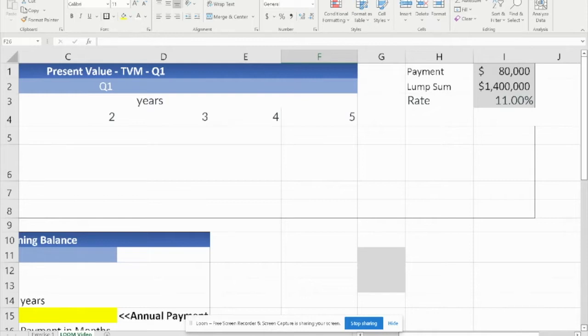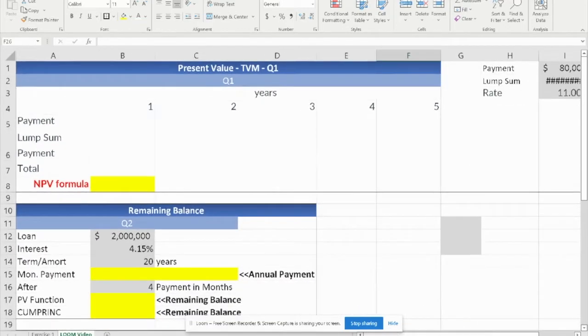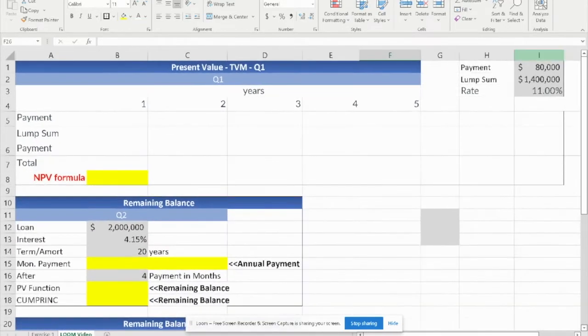If you're receiving $80,000 a year for 5 years, and a lump sum payment at the end of 5 years for $1.4 million at a rate of 11%. This is a fairly easy time value of money exercise that you're going to find in finance. So let's go ahead and get started.